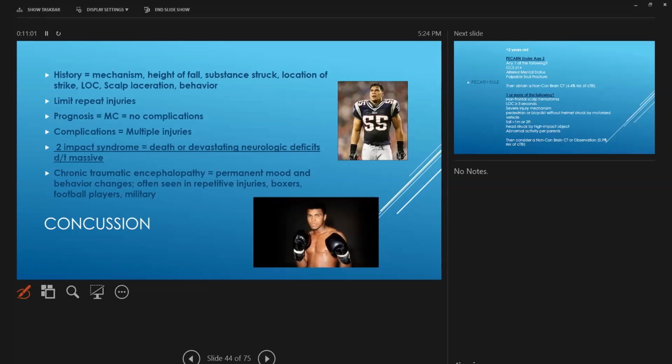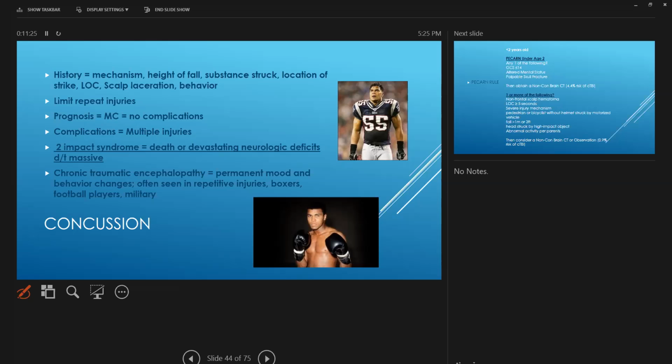When we are assessing for concussion, we want to think about the mechanism. What was the height of the fall? What substance did they strike? Did you hit the grass or did you hit the concrete? What was the location? Did you hit the front of the head? Did you hit the back of the head? Was there any loss of consciousness? Is there a scalp laceration? And was there any alterations in behavior following the trauma?